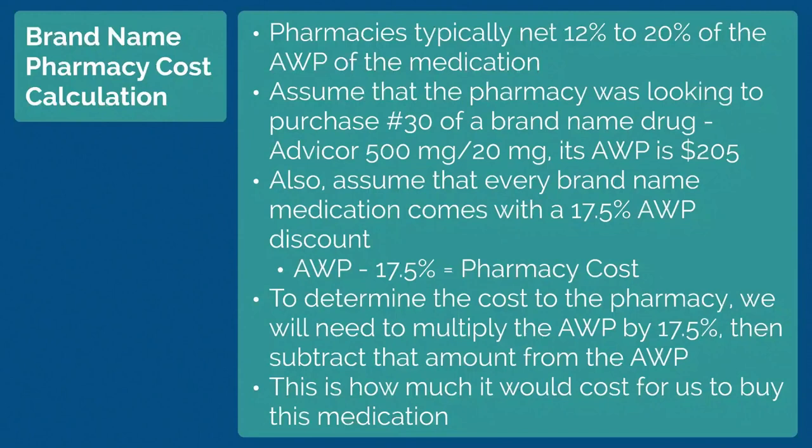Assume that a pharmacy was looking to purchase 30 of a brand name drug, so Advocor 520. Its average wholesale price is $205. Also, we're going to assume that every brand name medication comes with a 17.5% average wholesale price discount. So this would mean that AWP minus 17.5% is equal to the cost to the pharmacy. To determine the cost to the pharmacy, we need to simply multiply the AWP by 17.5%, then subtract that amount from the AWP. This is how much it would cost for us to buy this brand name medication.